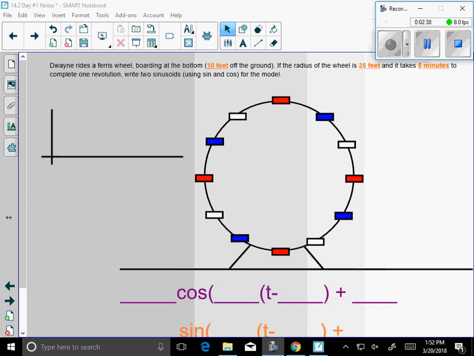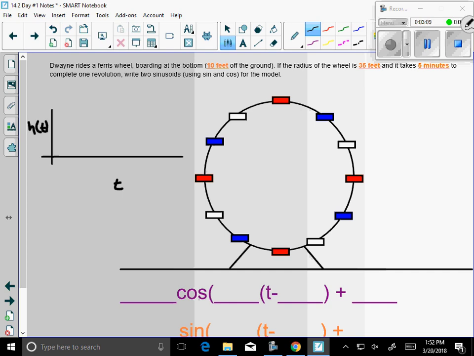So Dwayne rides a Ferris wheel, boarding at the bottom, 10 feet off the ground. If the radius of the wheel is 35 feet, it takes 5 minutes to complete 1 revolution. Write 2 sinusoids, one using sine and one using cosine for this model. Okay, so let's just do a little graphic here. Let's say that our x-axis is not an x-axis, it's a t-axis, and our y-axis is height, height above the ground.